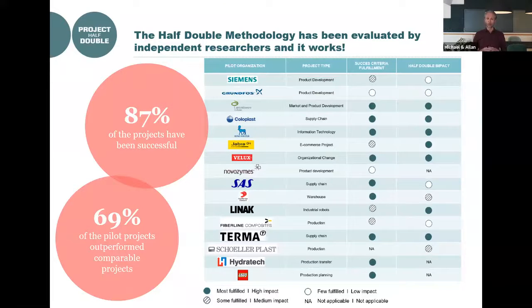The other number is 69%. And the 69% also comes from the research team. The 69% actually indicates that when you compare the project that we did with, for instance, the pilot project team in LINAC, if you compare that to 3 similar projects in the same organization, then in 69% of the cases, we created more impact than similar projects in the same organization. So this is just to give you an introduction to some of the credentials that Half Double already attained.